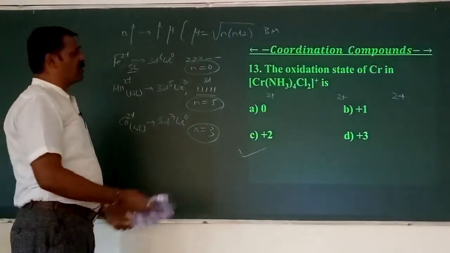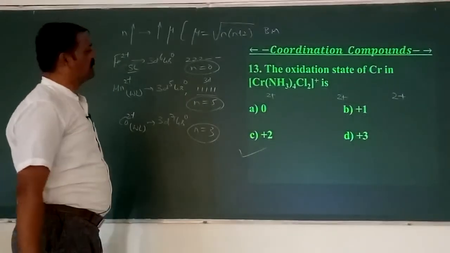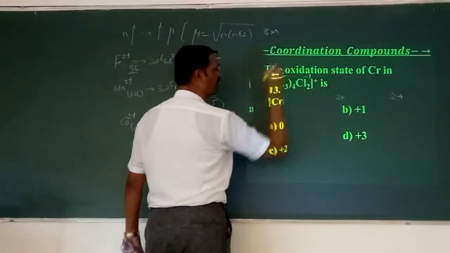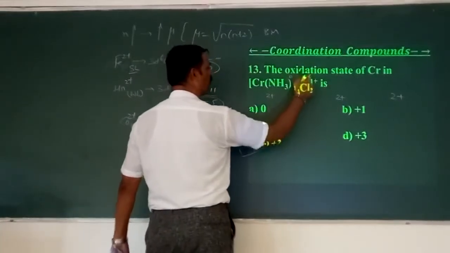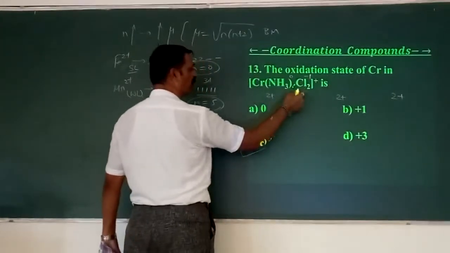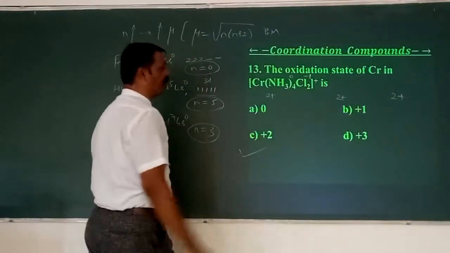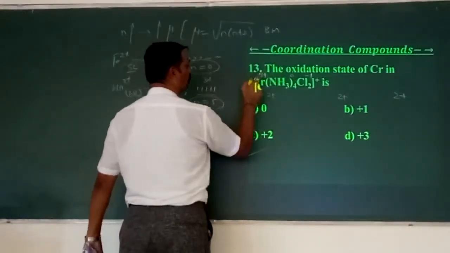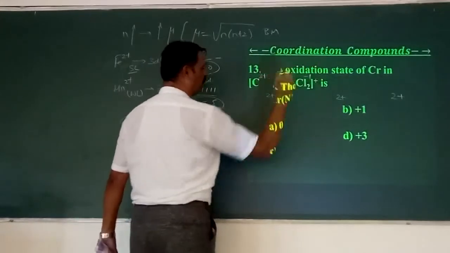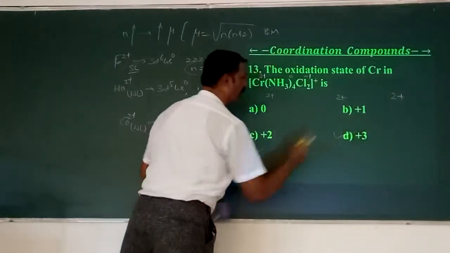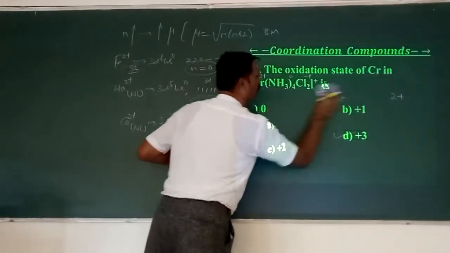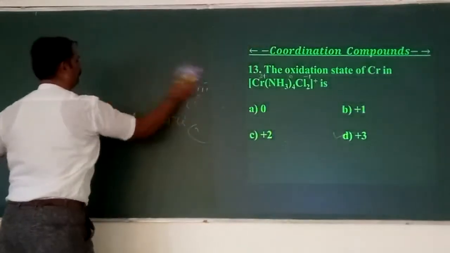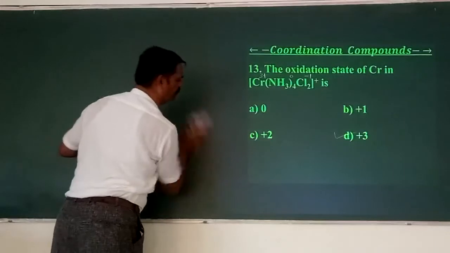The oxidation state of chromium in that complex is very simple here. The oxidation state has been mentioned, already plus 1 is given. Chloride is minus 1, ammonia is 0. Minus 1 into 2 is minus 2. Minus 2 plus something is equal to plus 1, which means here it is plus 3. Why? Because plus 3 minus 2 is equal to plus 1, the right side. Hence it is going to be the option. Okay, 13, D.